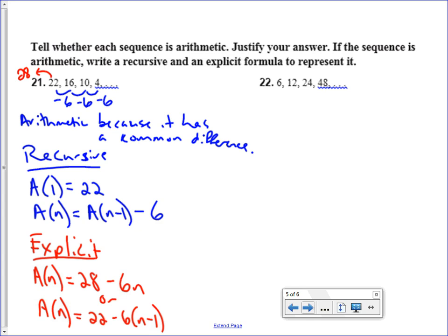Okay, let's take a look at this next one. Next one, we have a sequence that goes 6, 12, 24, 48. Do we have a common difference? Here we increase by 6, here we increase by 12, here we increase by 24. So no, we do not have a common difference. So we'd say it's not arithmetic. No common difference.